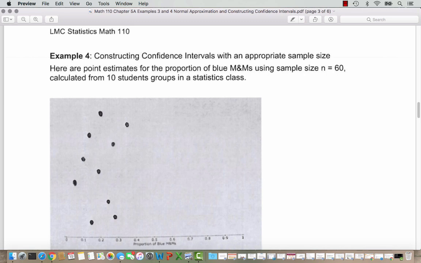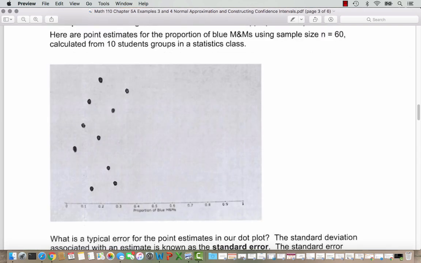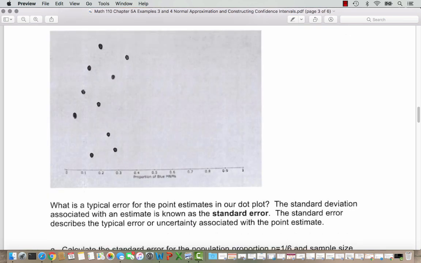So now we want to start constructing some confidence intervals with an appropriate sample size. So here are point estimates for the proportion of blue M&Ms using sample size n equals 60, calculated from 10 different student groups in a statistics class. So you can see here, all of the points are between 0 and 0.4. And most of the points hover between maybe 0.1 and 0.25 or so.